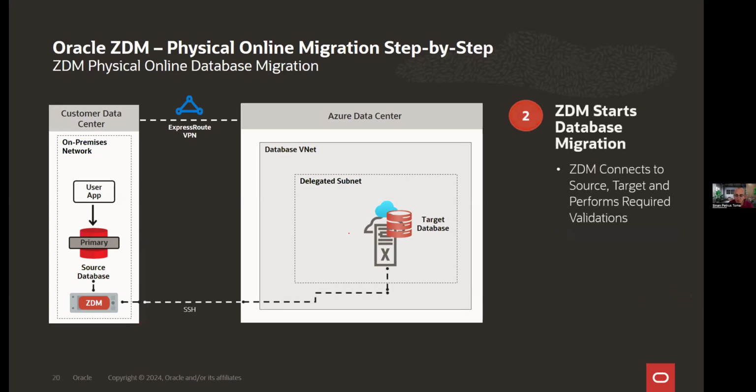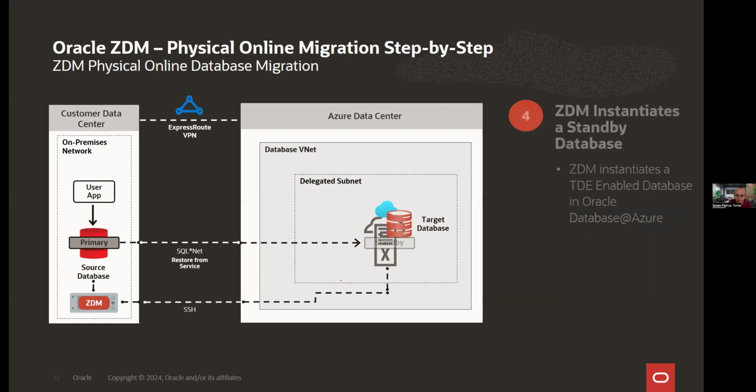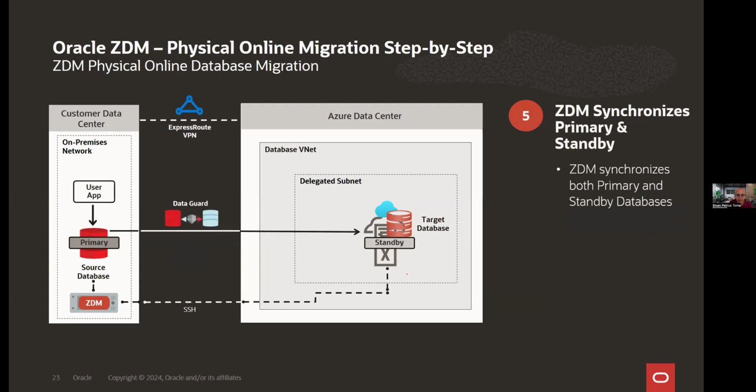So once you have installed ZDM and ensured ZDM can connect to the source and target database as discussed, ZDM will connect and perform the restore from service to initiate the target database in the cloud. And next, it enables TDE for the target database on Oracle Database at Azure. And then it synchronizes the primary and the standby database using Oracle Data Guard.